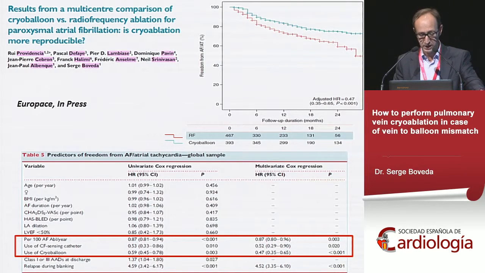The 3 points that were significant in multivariate analysis, and I'm finishing now, I see a few seconds, is the volume of the center. If you are doing less than 100 ablations per year, there is a risk of having less good results. If you use the contact force, it's better, and if you use the cryo by itself, you have more chances to obtain better results. And this is the reason why in the global cohort, and this is different from FIRE and ICE, of course, in this study of different volume centers, the cryo is coming before the radiofrequency in terms of success rate, because we're merging very different kinds of centers.